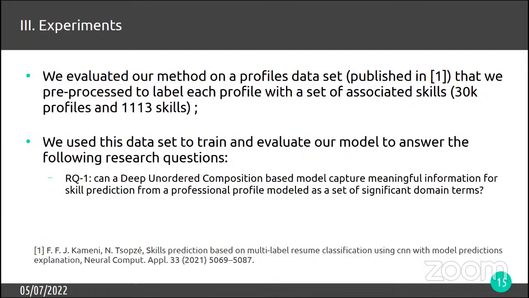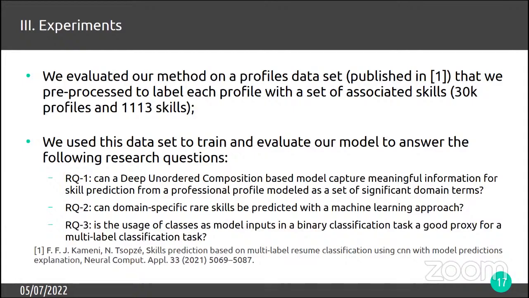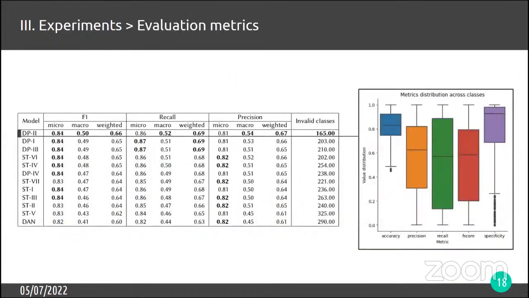Can a deep and ordered composition-based model capture meaningful information from text to perform this skill prediction? Can very specific rare skills be predicted with this approach? And finally, does the usage of classes as model inputs in a binary classification task, as a proxy for a multi-level classification task, work? Okay, so here are the results, and after that, it will be done.